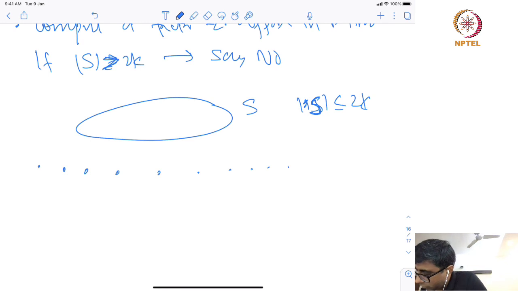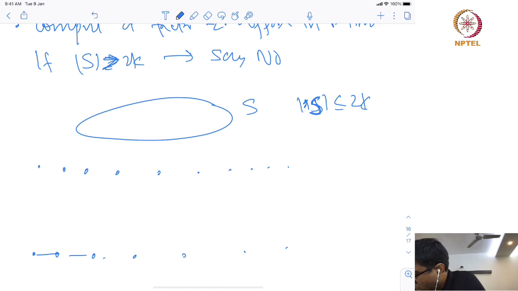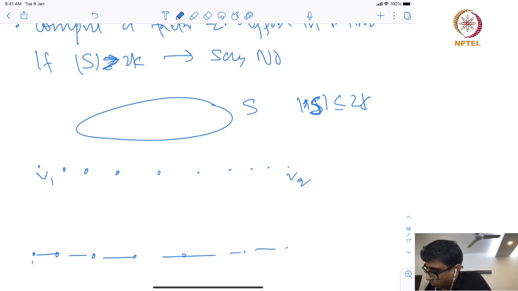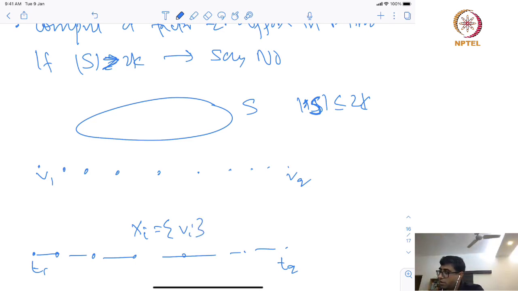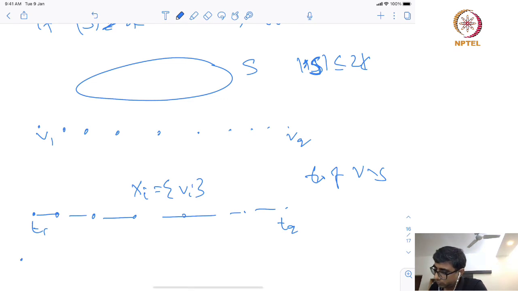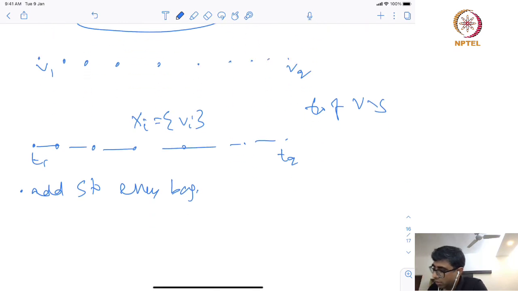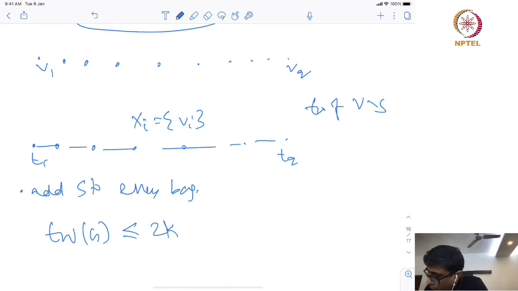So, what we can do is make a path. Suppose the vertices outside S are v_1 to v_q; you make a path on t_1 to t_q and the bag x_i is just {v_i}. Now, this is a tree decomposition of G minus S. Now, add S to every bag. What have we got? We are able to show that the tree width of G is at most 2k.